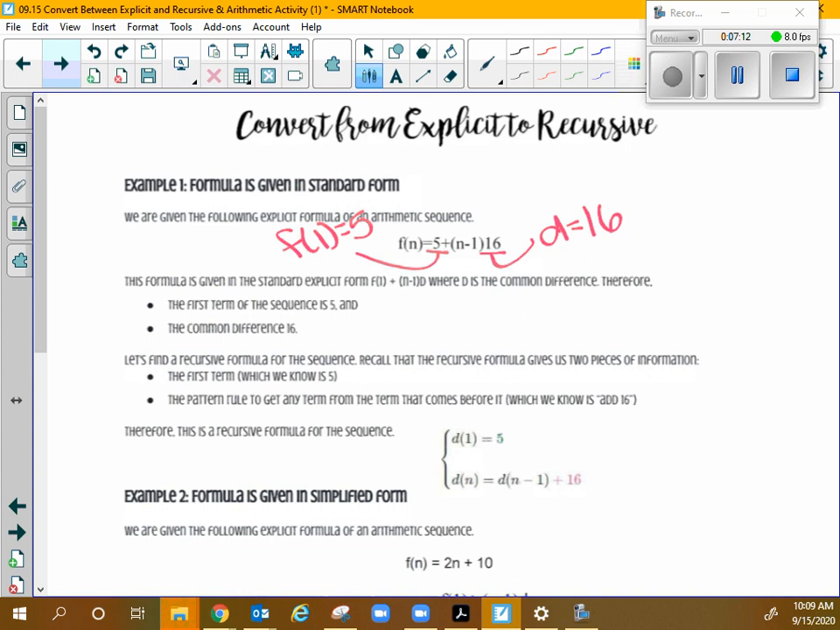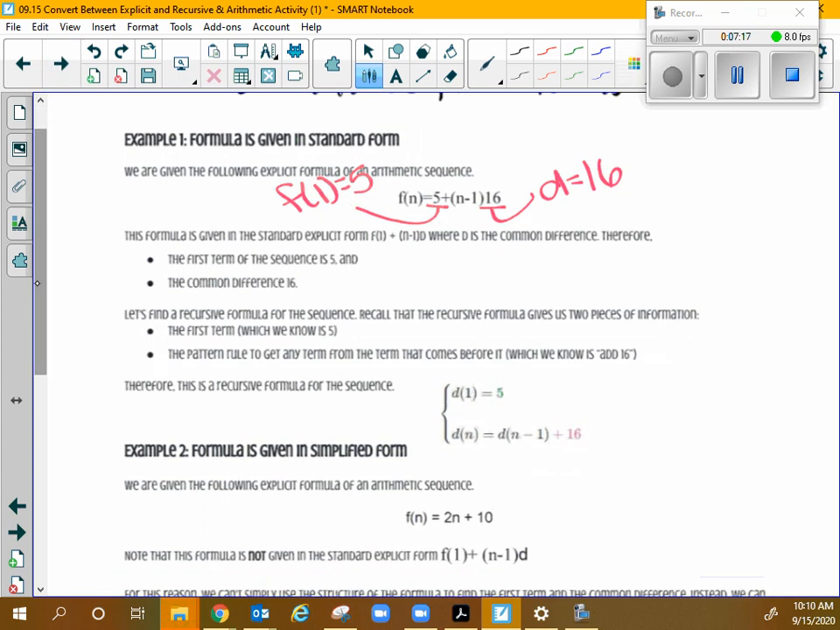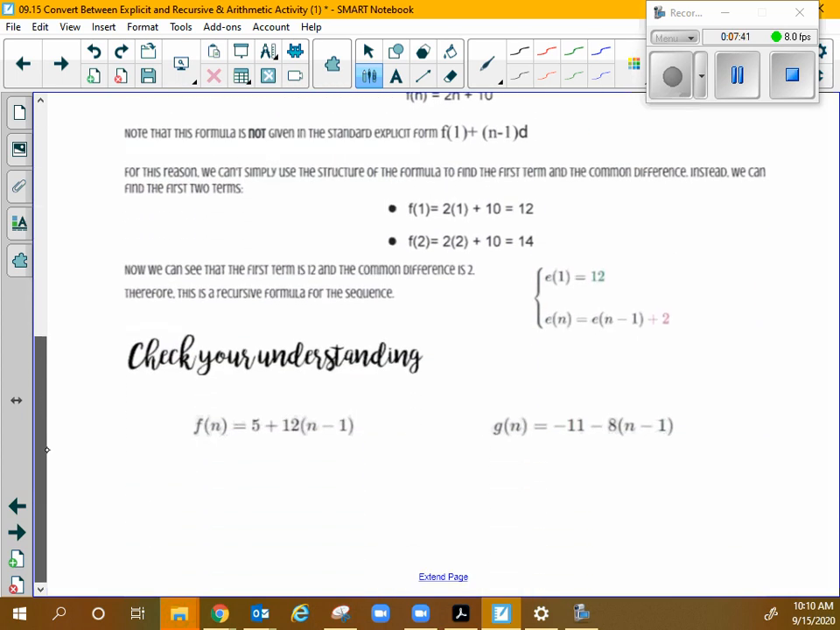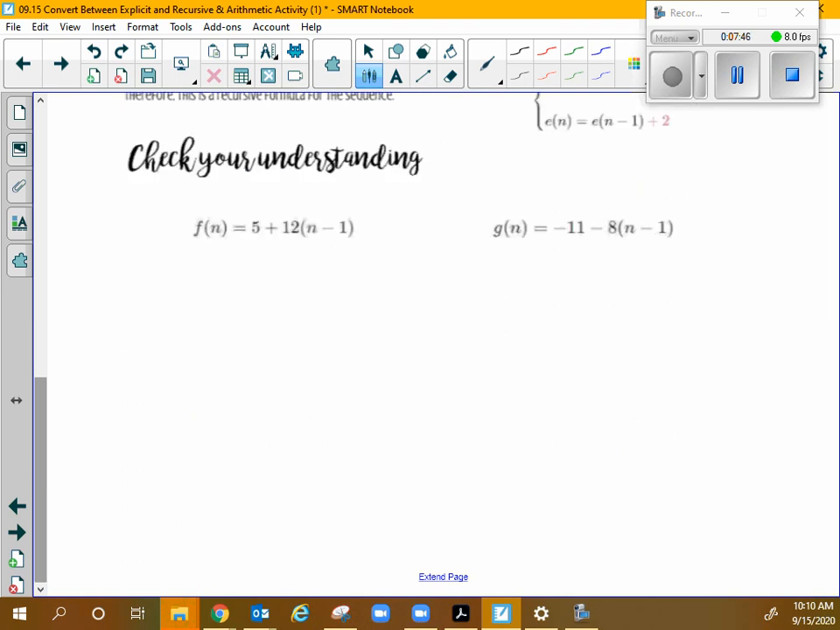So when I write my recursive rule, I list my first term, so this shouldn't say b, it should say f. F of 1 equals 5. So f of n equals f of n minus 1 plus 16. So you're doing the same thing. Pick out the information that you need and replace it into a different formula. Okay, I'm actually going to skip example 2 for right now, just so we can try a couple the way that we had it.